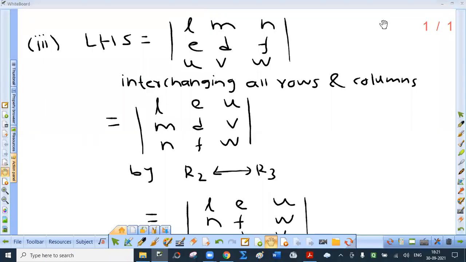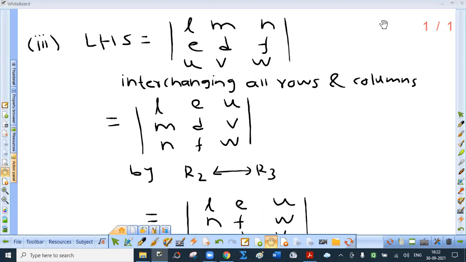Second we already solved. Third sum. Prove that the determinant with rows (l, m, n), (e, d, f), (u, v, w) is equal to the determinant with rows (n, f, w), (l, e, u), (m, d, v). We begin with the LHS. You will observe that elements in rows are now elements in columns. So the first step is to interchange all the rows and columns. As per the property, the value of the determinant remains the same, and that is why we can write the equal sign.